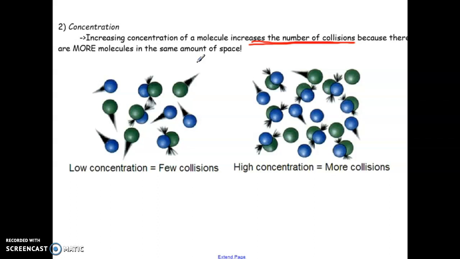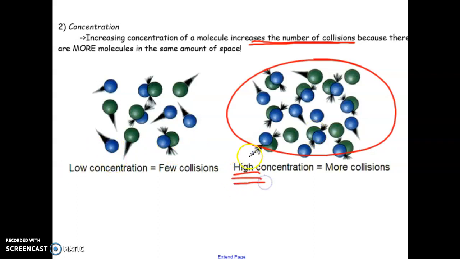And that kind of makes sense. If there's more particles, you're going to have more collisions because there's more stuff in the way. So while the particles are bouncing around, they hit something. This is called a high concentration. High concentration just means you have more particles, so automatically there's going to be more collisions. Over here we have a low concentration, so there's fewer particles, so of course there's fewer collisions.